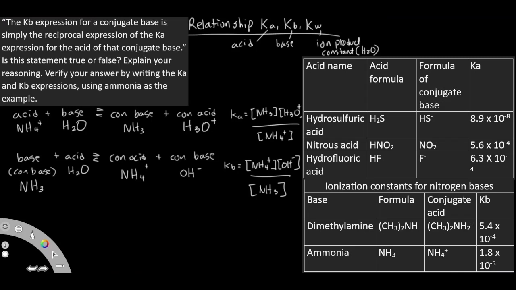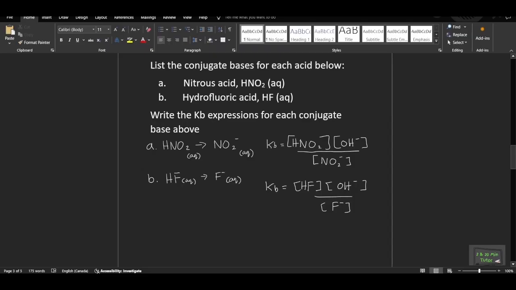So as you can see here, look at the Ka. We see an H3O plus in the numerator up here. Look at our Kb. There is an OH minus in the numerator. So this is impossible for it to be a direct reciprocal of one another. And this is the answer to the second question.